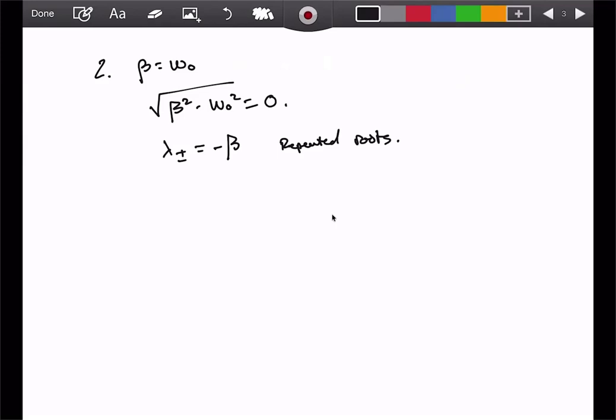Since we have repeated roots, our position as a function of time is going to be e to the minus beta t times some coefficient, let's call that a, plus some other coefficient b times t, because that is what we use for second order differential equations. So that's it. This is what we call the critically damped situation. So this is called critically damped.